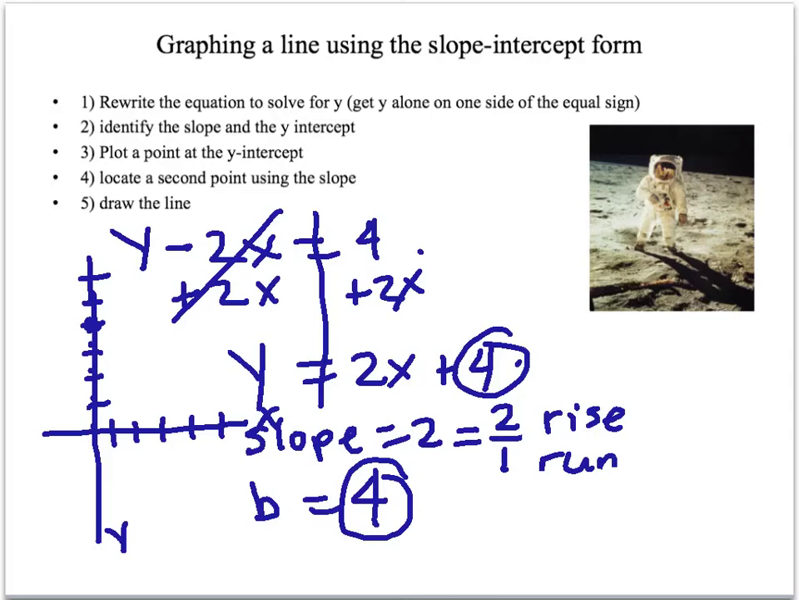Now, my next thing I do is locate a second point using the slope. What I'm going to do is go from my y-intercept, and I'm going to rise 2 and run 1. So I go up 1, 2, run 1. There's my second point on my line. Last thing I do is draw my line. So there we go. That's how we use the slope-intercept form to draw a line.